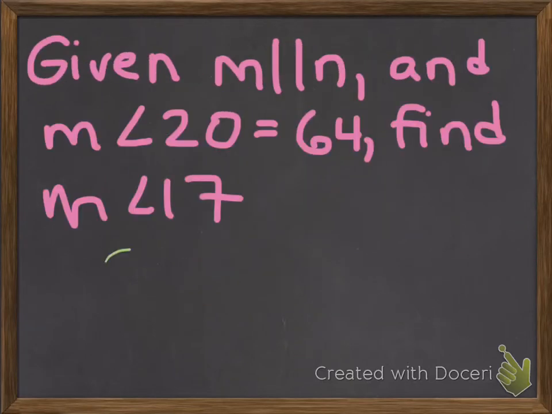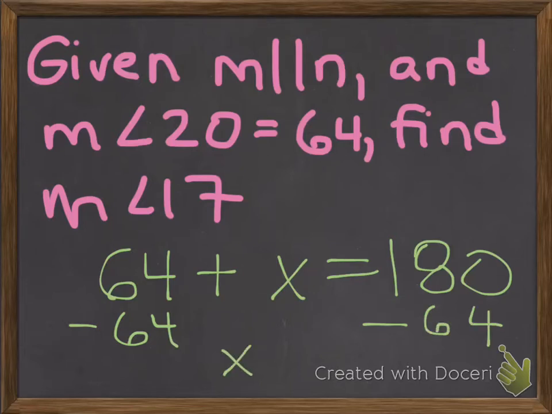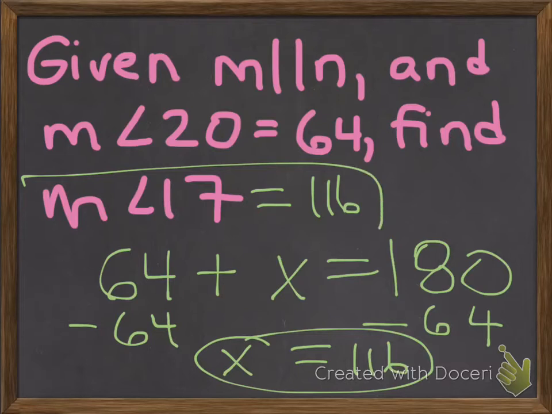So we need to take 64 and add it to angle 17, which we could represent as x, and solve for x. So x would be 116, or angle 17 would be 116.